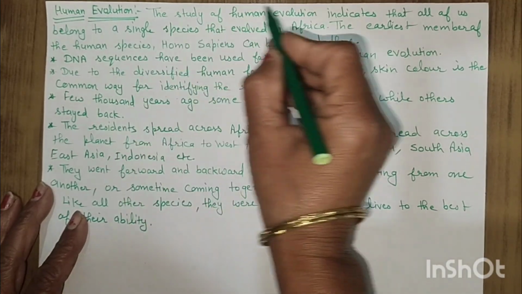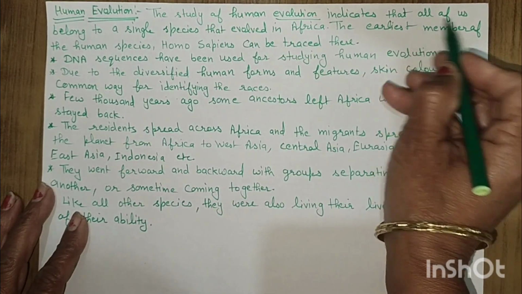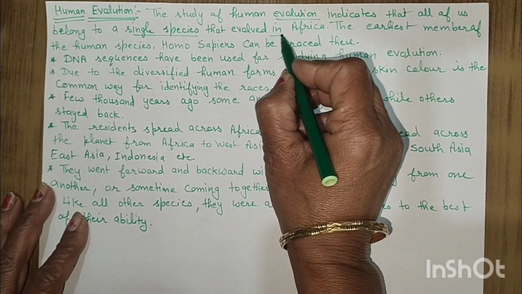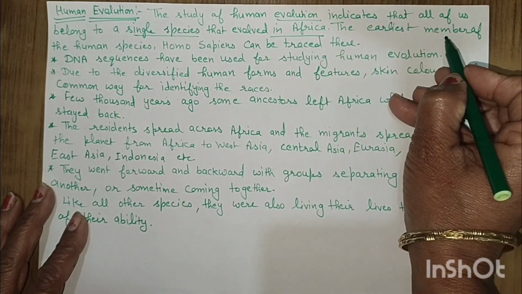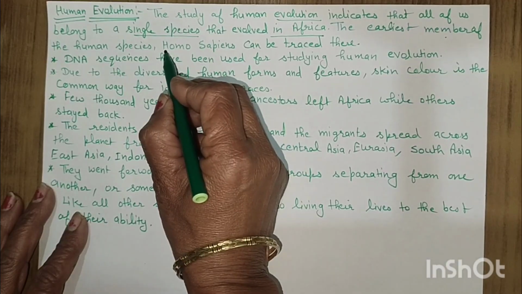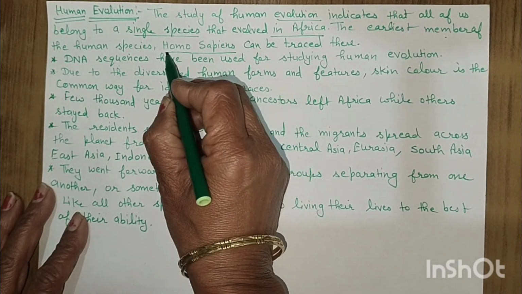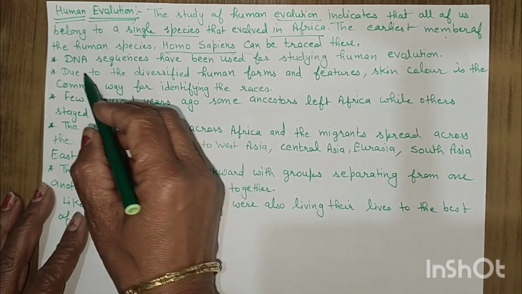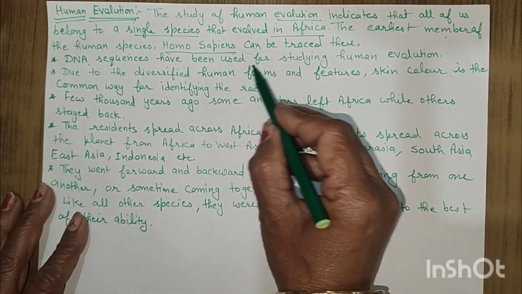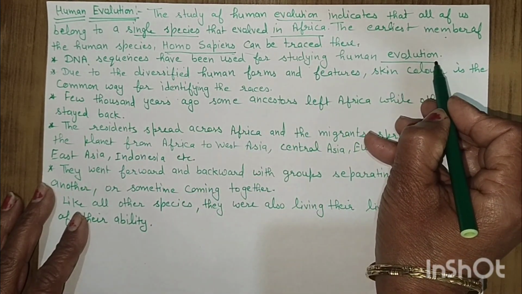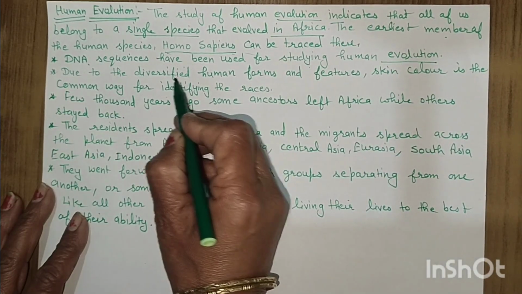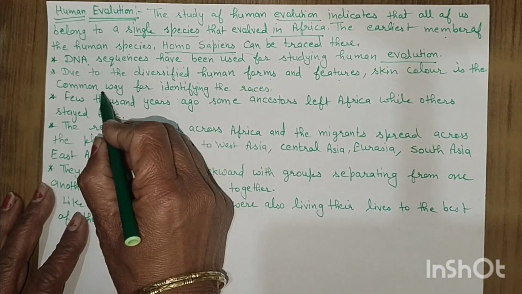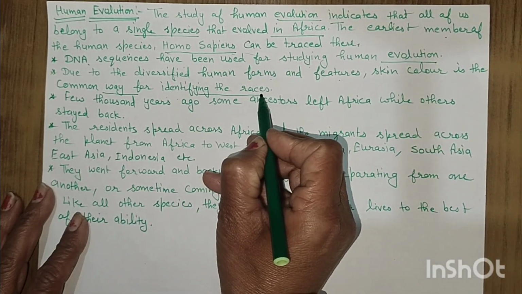Human evolution. The study of human evolution indicates that all of us belong to a single species that evolved in Africa. The earliest member of the human species is Homo sapiens. The scientific name of the human is Homo sapiens, and it can be traced there. DNA sequences have been used for studying human evolution. Due to the diversified human forms and features, skin color is the common way of identifying the races.